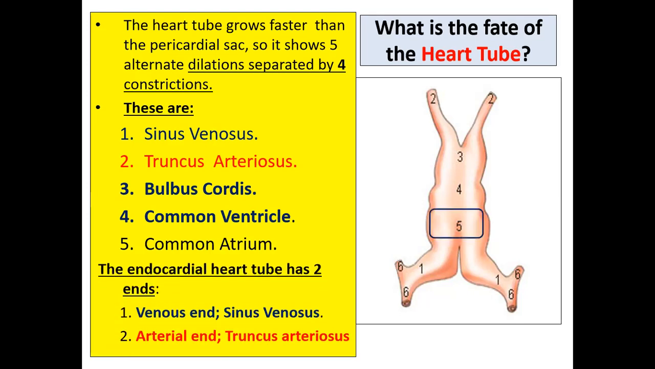So the endocardial heart tube has 2 ends, that is the venous end, the sinus venosus, and the arterial end, that is the truncus arteriosus.